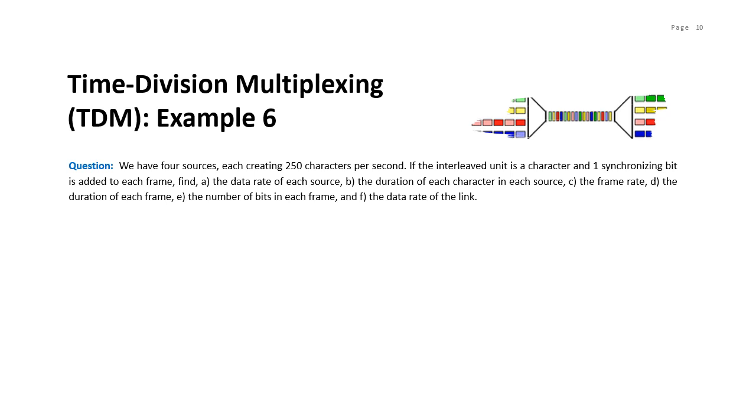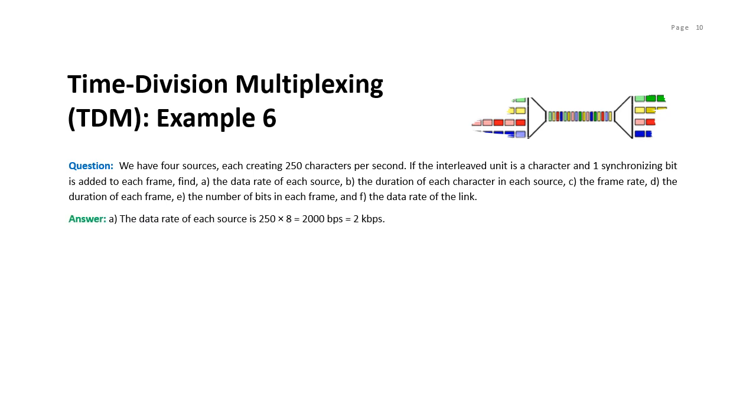Let's continue with another example. We have 4 sources, each creating 250 characters per second. If the interleaved unit is a character and one synchronizing bit is added to each frame, find A, the data rate of each source, B, the duration of each character in each source, C, the frame rate, D, the duration of each frame, E, the number of bits in each frame, and F, the data rate of the link. We can answer the questions as follows.